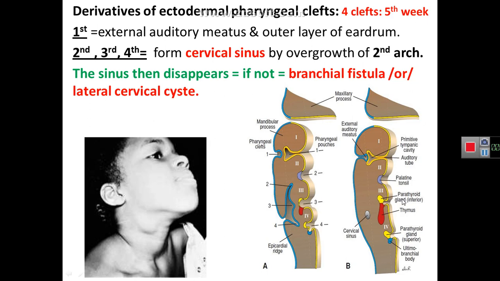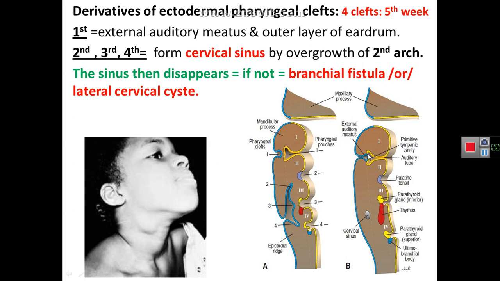Derivatives from the pharyngeal cleft include derivatives only from the first cleft. The first pharyngeal cleft, or branchial cleft, forms the ear canal, which is the external auditory meatus. And the first cleft also forms the outer layer of the eardrum, which is the tympanic membrane.